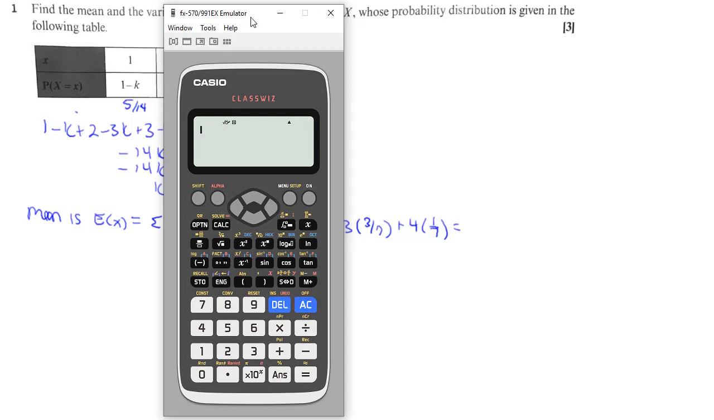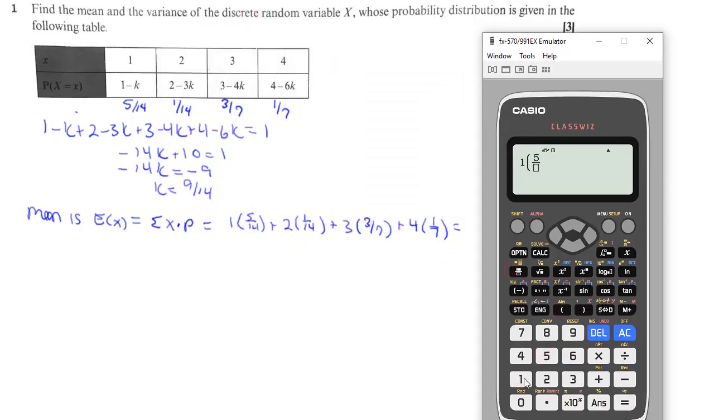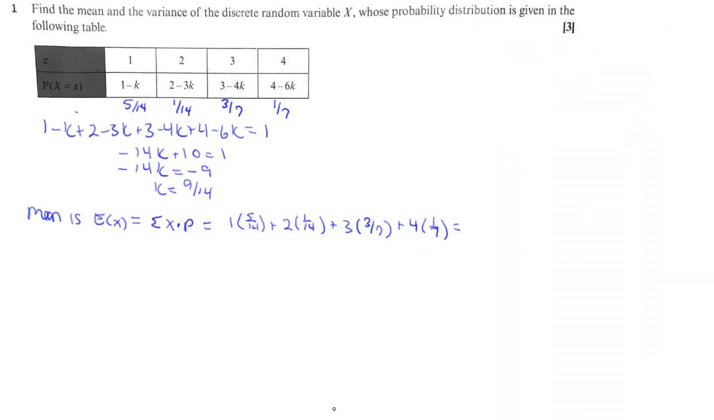So here's our calculator, and we're going to go ahead and enter in the information, and we're going to try to be careful that we get it in there accurately. And when we're done, we'll have our answer. We find out the expected value is 33 over 14.